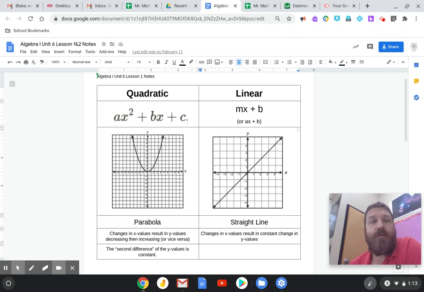The main concept that you want to get out of this lesson is the difference between quadratic and linear functions. Unit 6 is all about quadratic functions, and hopefully linear functions are something that's familiar to you, because we're going to be looking at the differences between these two types of functions. I'm just going to take us through this diagram, which is basically what is in Lesson 1.